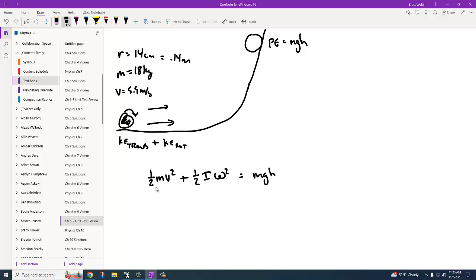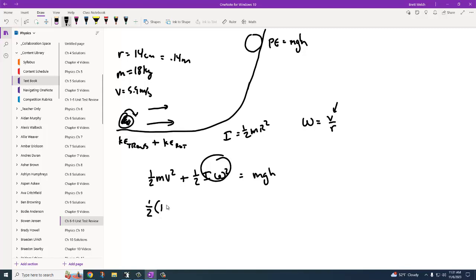Okay, when we start plugging information into this, there is an issue with this stuff right here. I, for a disk, is 1/2 mr squared, and omega is equal to v over r. That allows us to use the translational velocity and radius to have an easy plug-in, since that's information we already have. Now there are ways to simplify this down algebraically to a very easy problem, but for the sake of time, we're just going to plug all these numbers in.